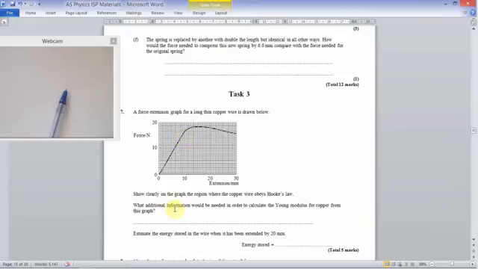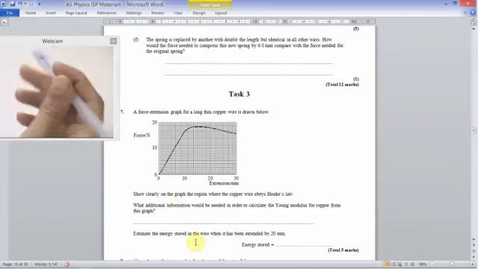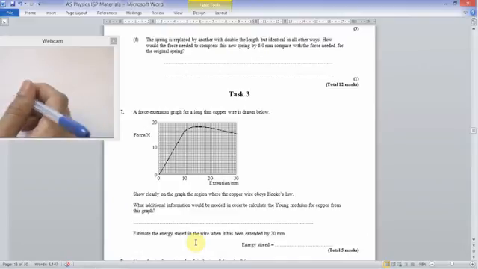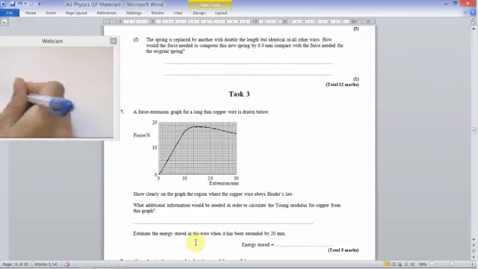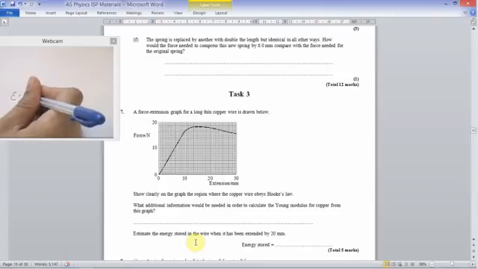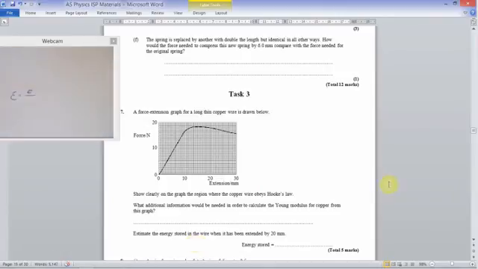What additional information would you need in order to calculate the Young's modulus for copper from this graph? Remember, Young's modulus is given the symbol epsilon and is equal to stress over strain. Okay, I'm just trying to remember the symbol for strain right now. Let's see if I've got it in the.